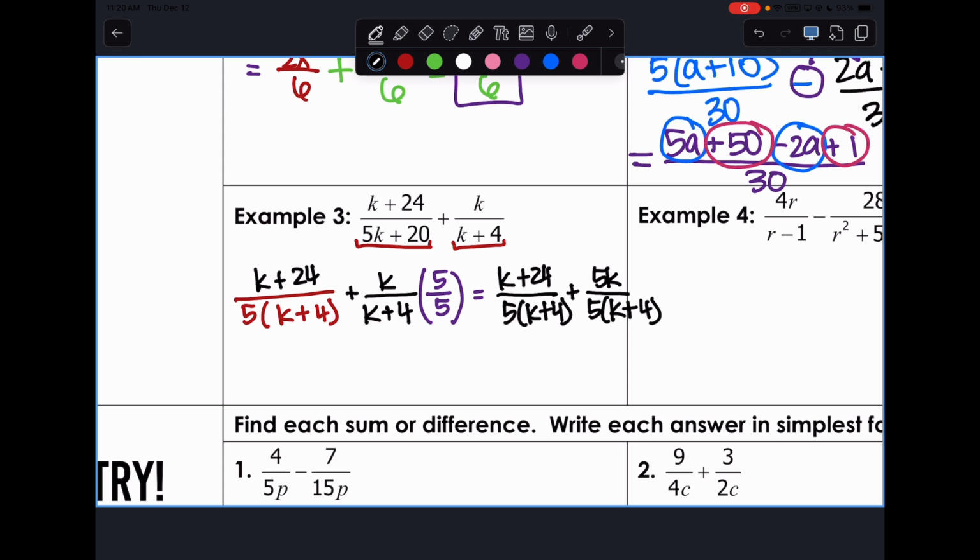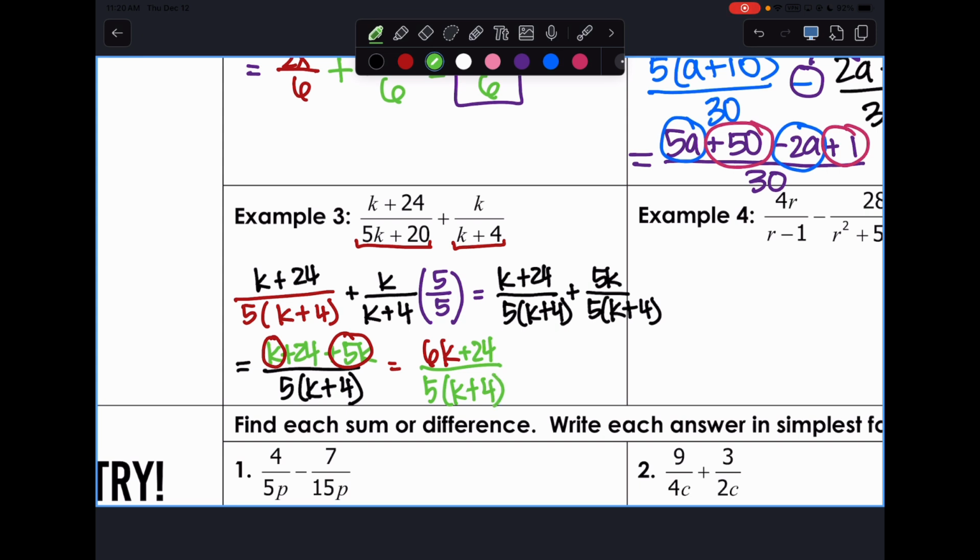You doing okay? Do we have the same denominators now? Yay! Then I can combine the numerators. So 5 times the quantity of k plus 4. Then we have k plus 24 plus 5k. So how many k's do we have in all? 6. So we have 6k plus 24 all over 5 times the quantity of k plus 4.